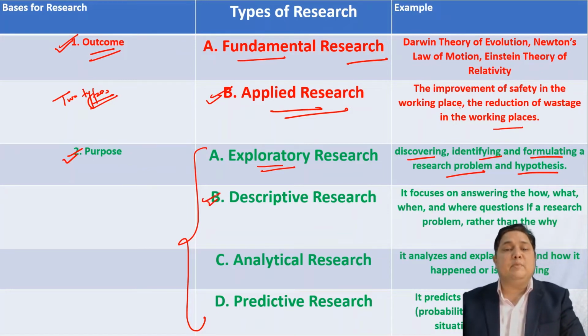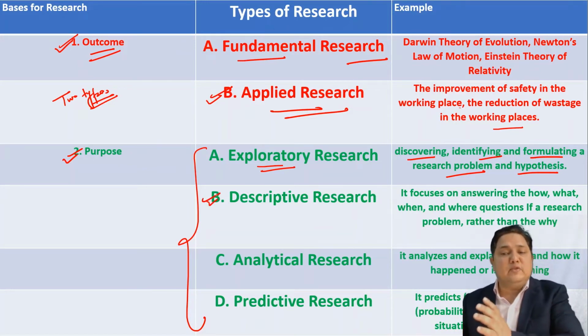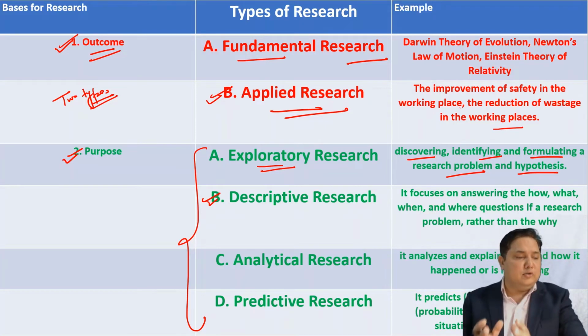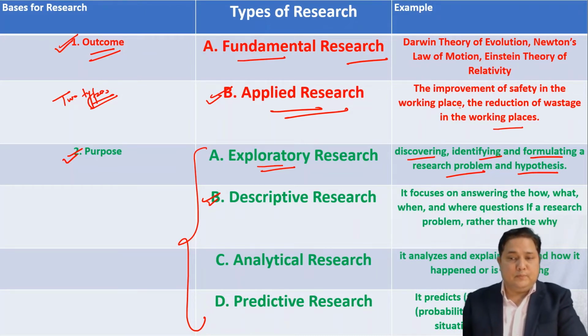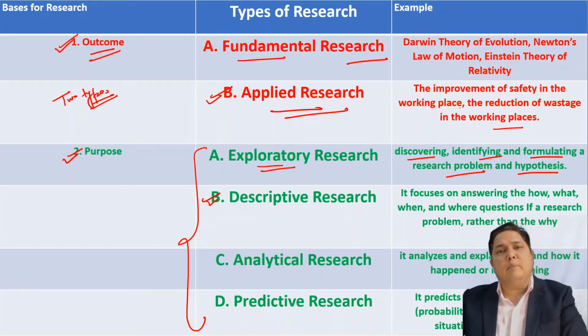Second one is descriptive research. Descriptive research focuses mainly on four or five questions that we are going to find out: what, where, when, how. But in descriptive research we are not going to give the answer to the why question. I repeat, descriptive research is basically describing things in a more systematic way, comparing two different parties or two different things on one variable.